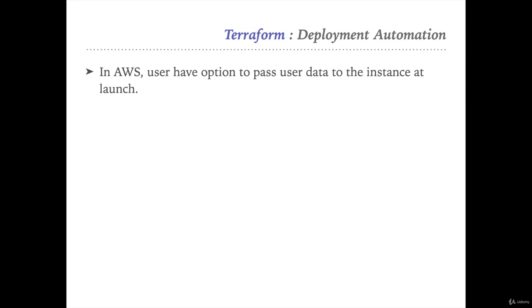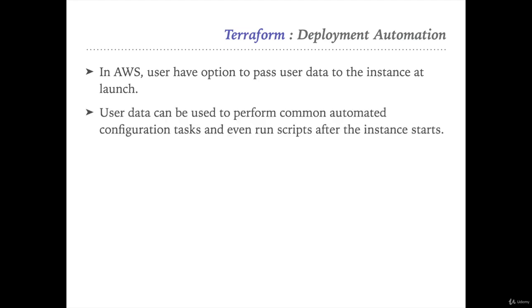Suppose we want to set up the environment for my application. That environment setup script can be mentioned inside the user data. And once the instance is launched, that script will execute on that instance so that it will create the environment for your application. Later on, you can start your application without setting up the environment on the AWS instance. User data can be used to perform common automated configuration tasks, even run scripts after the instance starts.